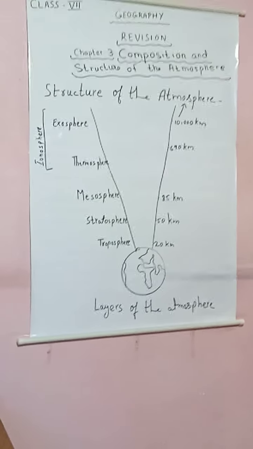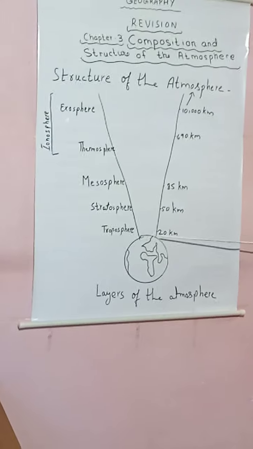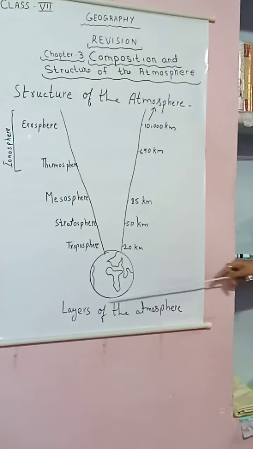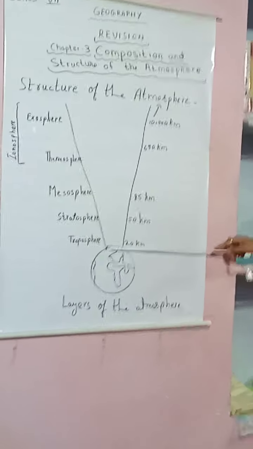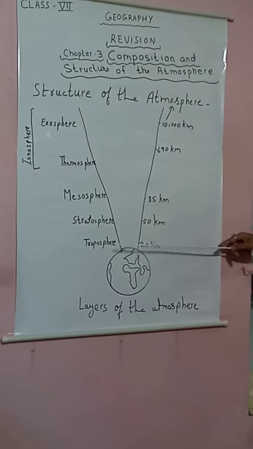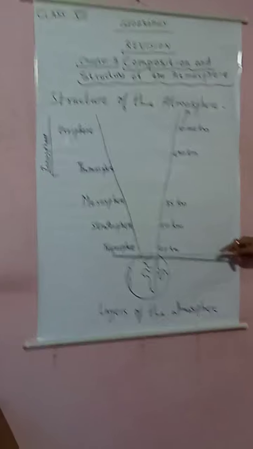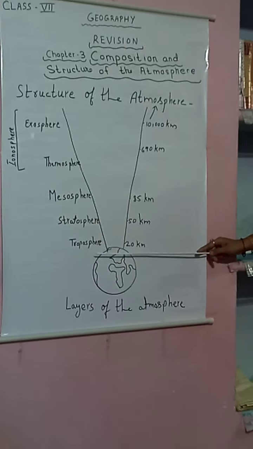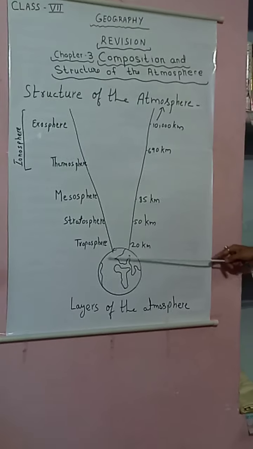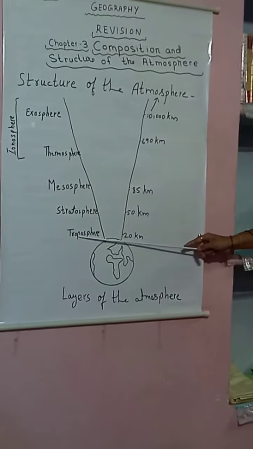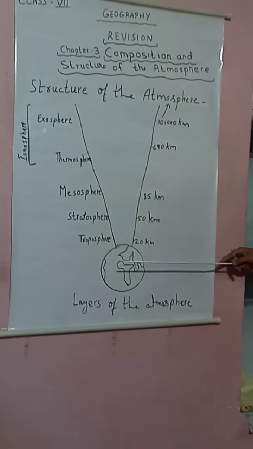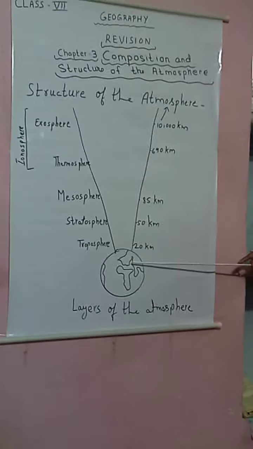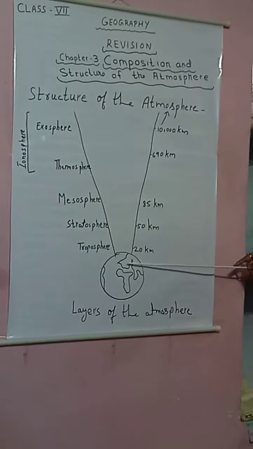You can see this is the earth, and the air all around the earth is called the atmosphere. So the first layer of the atmosphere is the troposphere, and the troposphere is also the most important layer. It protects us from the heat of the sun during the day and keeps the earth warm at night.